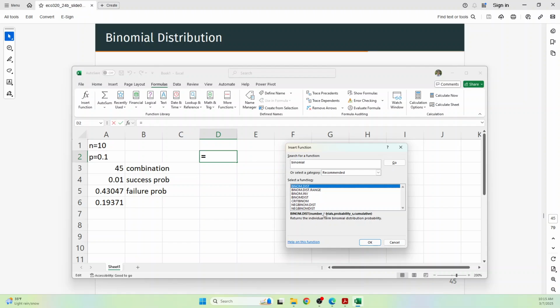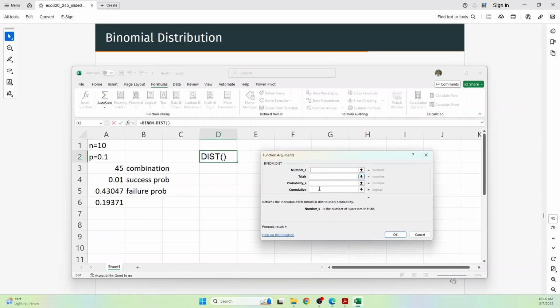But it has 1, 2, 3, no, 1, 2, 3, 4 arguments. Let's click this. So you have to enter 4 arguments. First one is the number you select. Here, we are looking at 2 cancellations out of 10, so the number of trials is 10, but the number of successes is 2, right? And the third entry is the probability of success, which is the probability of cancellation, 10%.